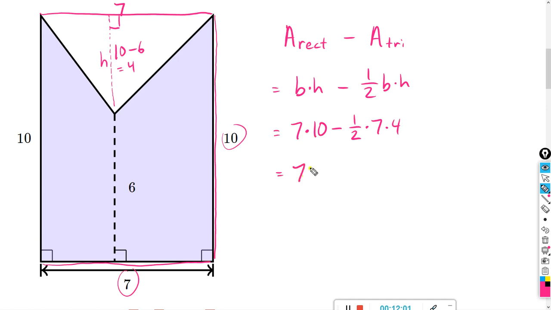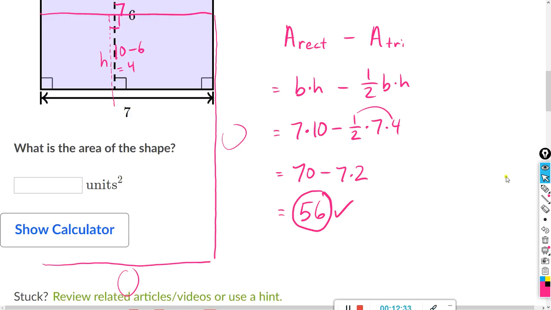7 times 10 is 70. Okay, and when you have a 1/2, always distribute it to the even number. These are all multiplied, so the order you multiply doesn't matter. So we have 7, and 1/2 of 4 is 2. Okay, 7 times 2 is 14. 70 minus 14 is going to give us 56. Final answer. So click in the box and type 56.